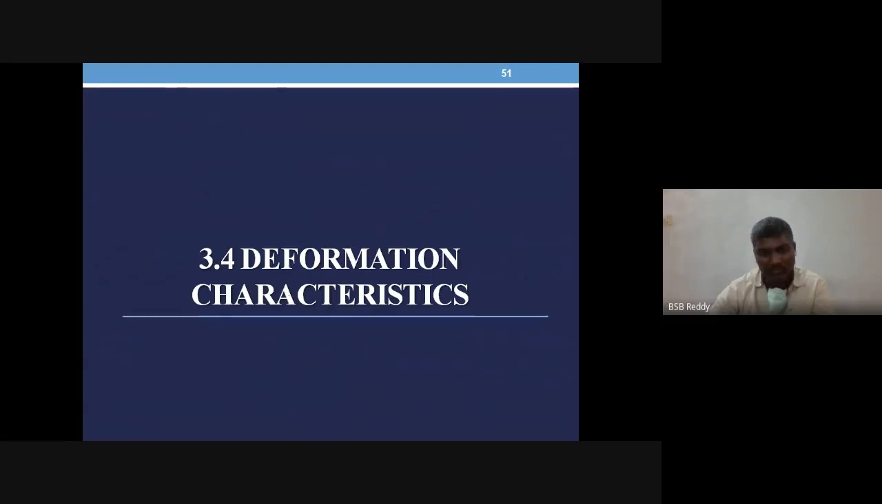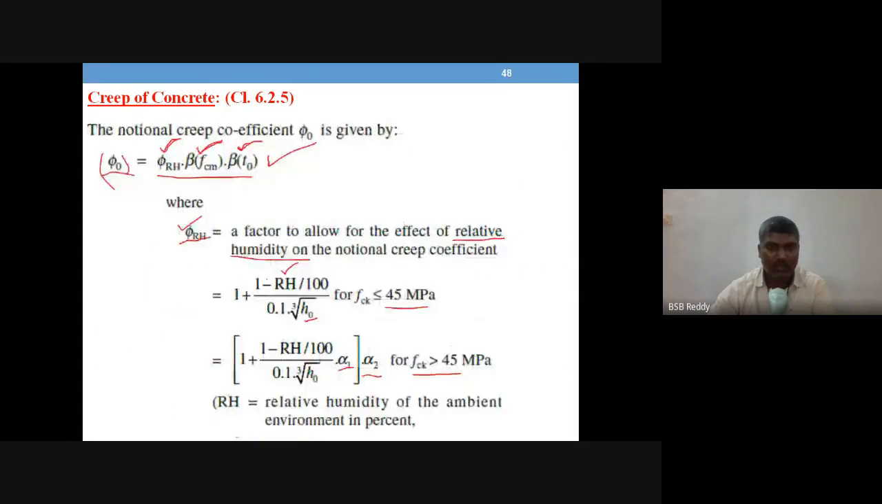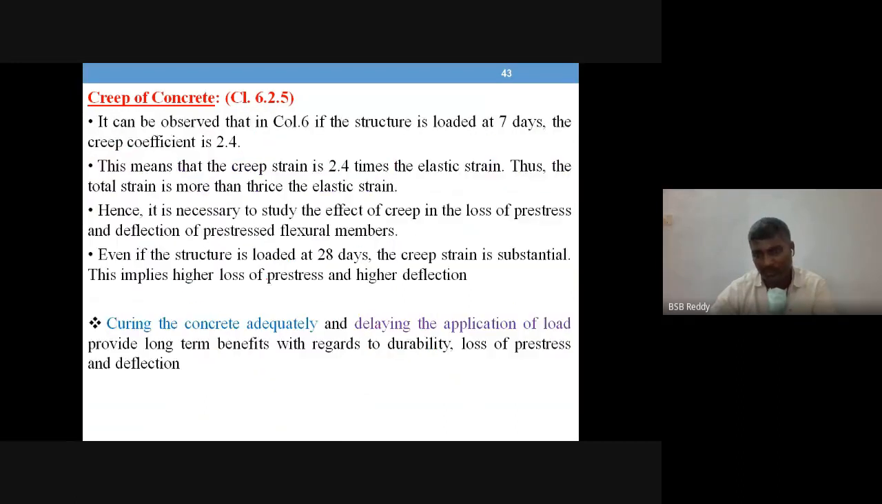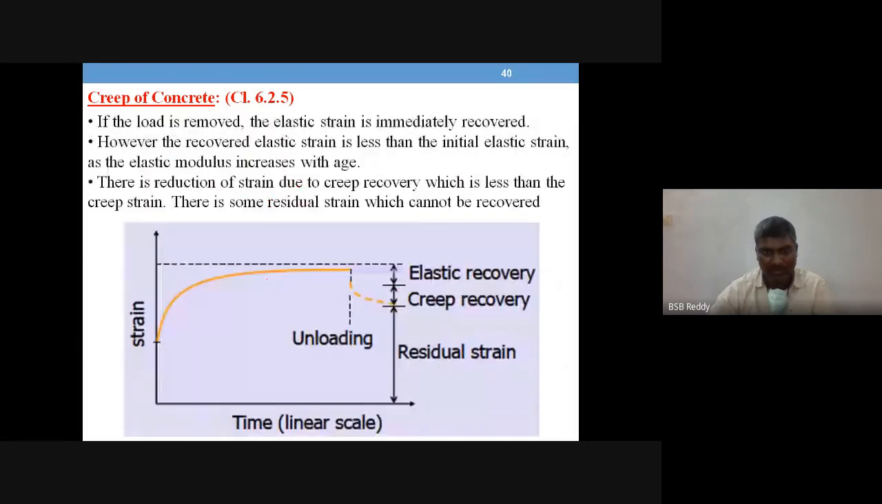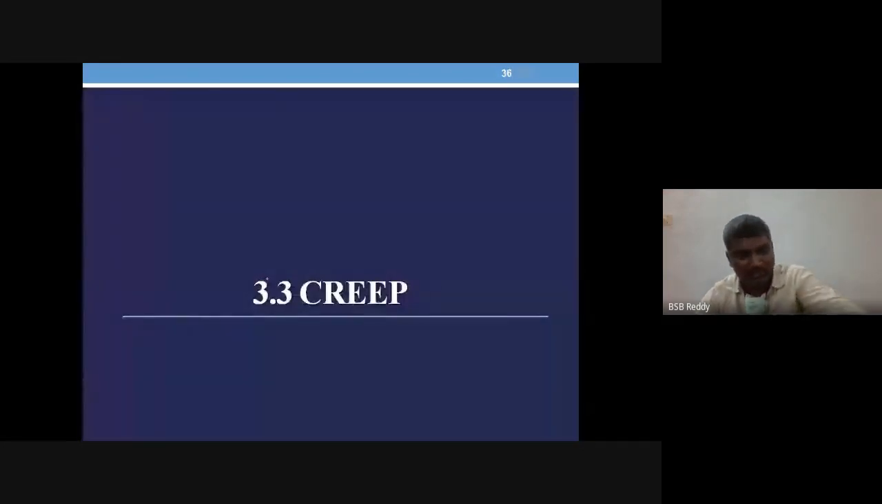Maybe further we will go for the deformation characteristics of concrete in the next session. So this is the class on how to estimate the creep of concrete using codal formulas, or reading a value from the tabular form given in the IS code. Right. Thank you.